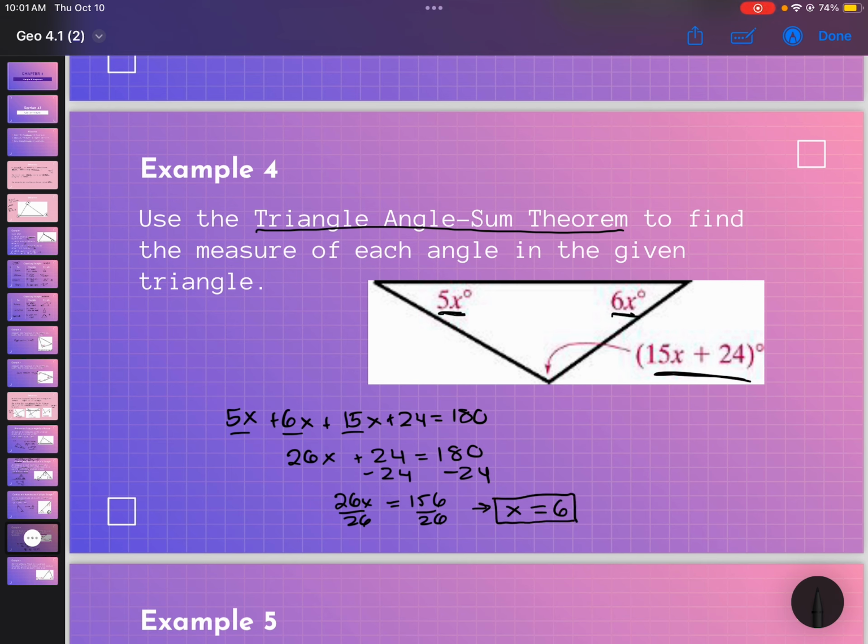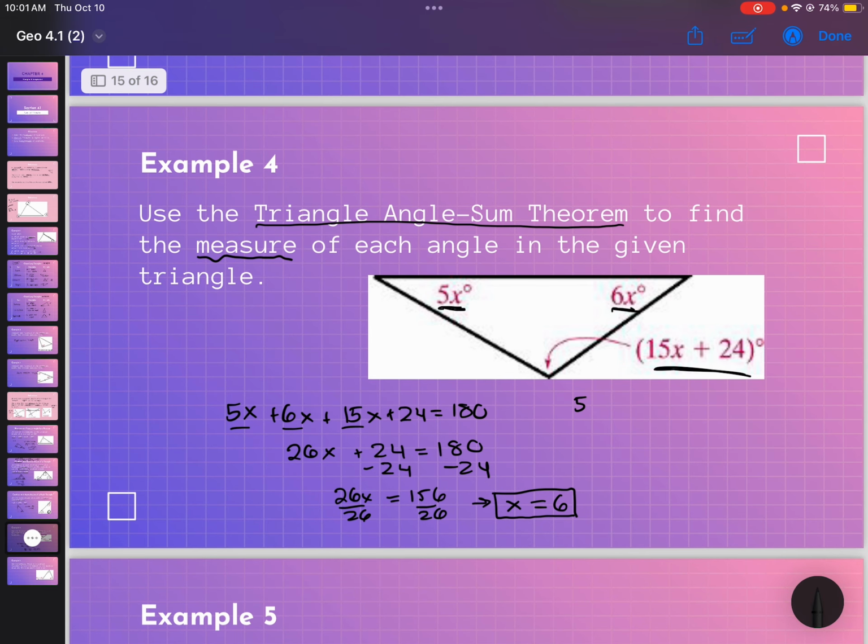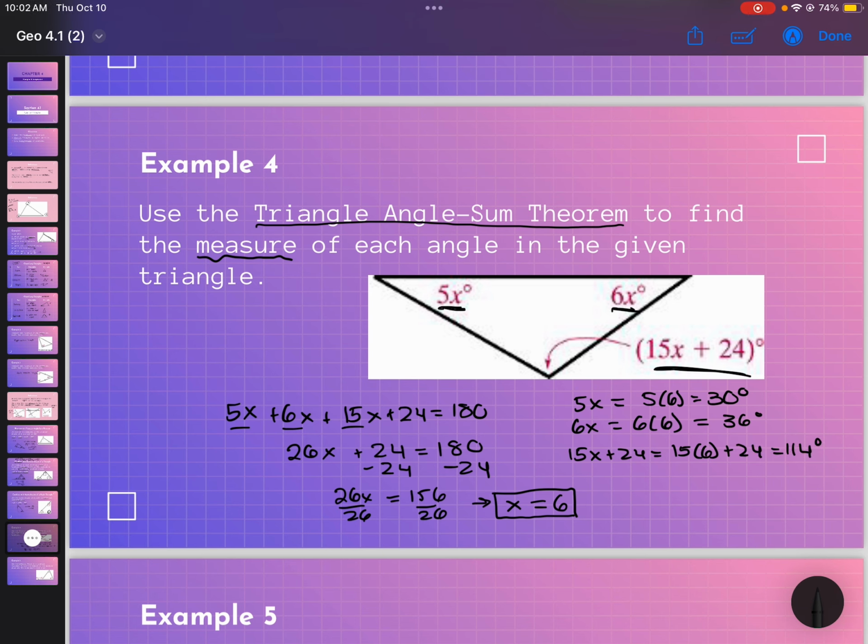Okay, am I done with my problem? I know what x equals. Well, no, they're asking for the measure of each angle. So at this point, I would take this 6 and plug it in. So I know that the 5x angle is going to be 5 times 6, or 30 degrees. I know the 6x angle is going to be 6 times 6, or 36 degrees. And I know that last one, 15x plus 24, is going to be 15 times 6 plus 24, which would equal 114. These are your answers right here. If you ever want to double check those answers, just make sure they add up to 180. So 30 plus 36 plus 114, yep, they add up to 180. We are good to go. That's what we're looking for.